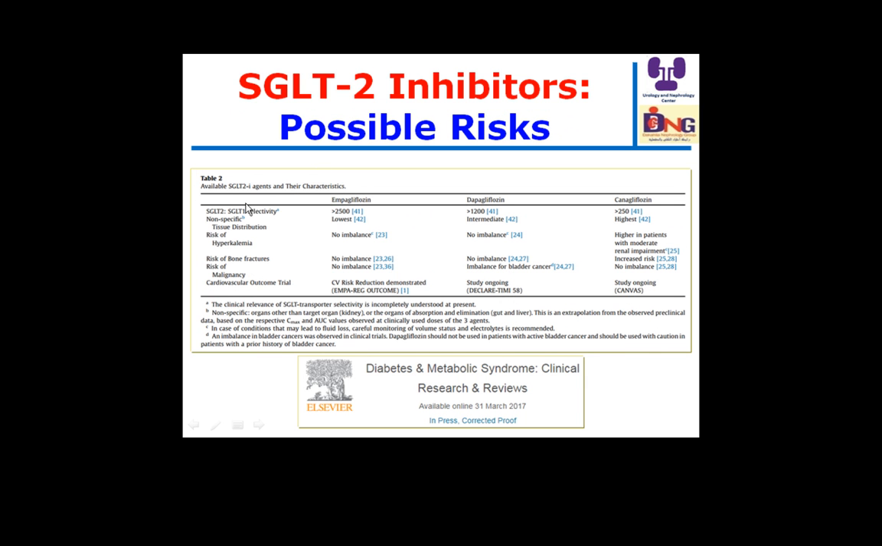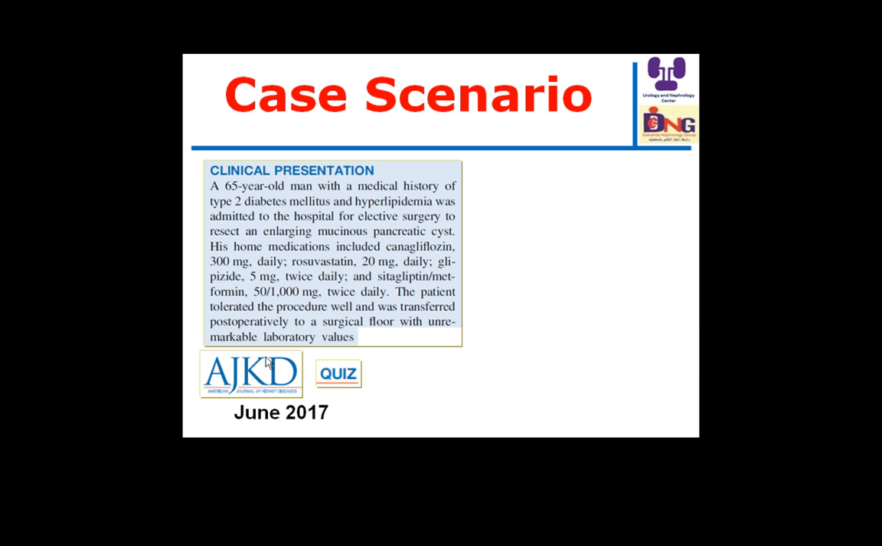Regarding the other actions, for hyperkalemia there is no imbalance with dapagliflozin, but a higher imbalance with canagliflozin. Bone fracture, no imbalance, increased risk with canagliflozin. Risk of malignancy: with dapagliflozin there is an imbalance for bladder cancer, which was observed in clinical trials. Dapagliflozin shouldn't be used in patients with active bladder cancer and should be used with caution in patients with a prior history of bladder cancer. All these are important points to keep in mind.